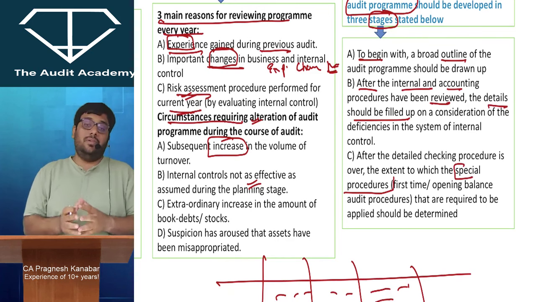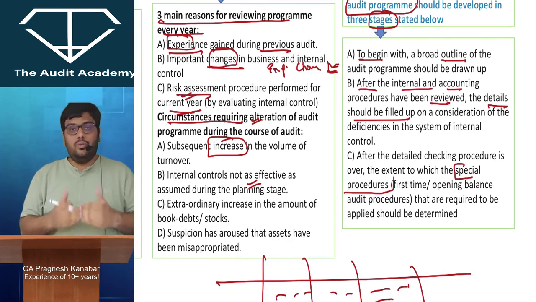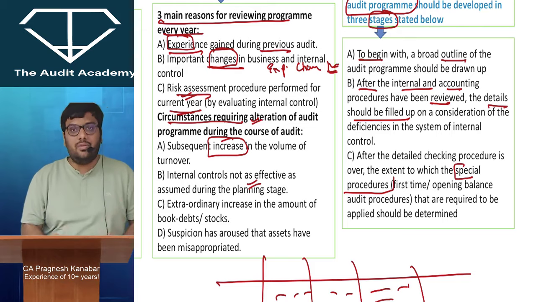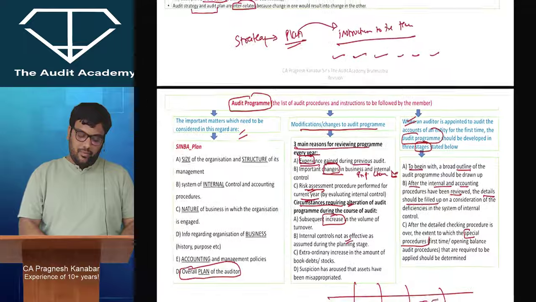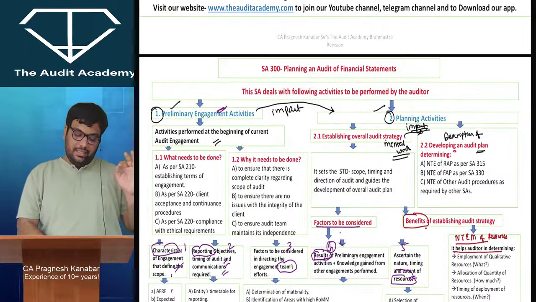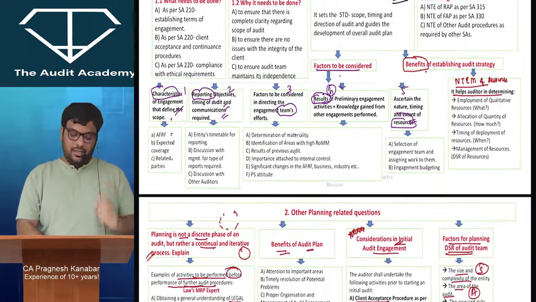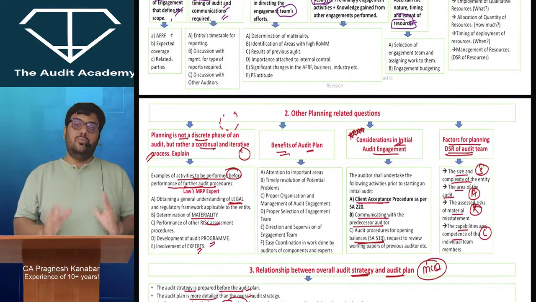Special procedures which are applicable to an initial audit. Alright, for those you need to fill up the instructions or carry out those instructions. Correct. So these are the three stages of developing an audit program. And with that, your SA 300 revision is done and dusted. Just ensure that you have good grip over these points.